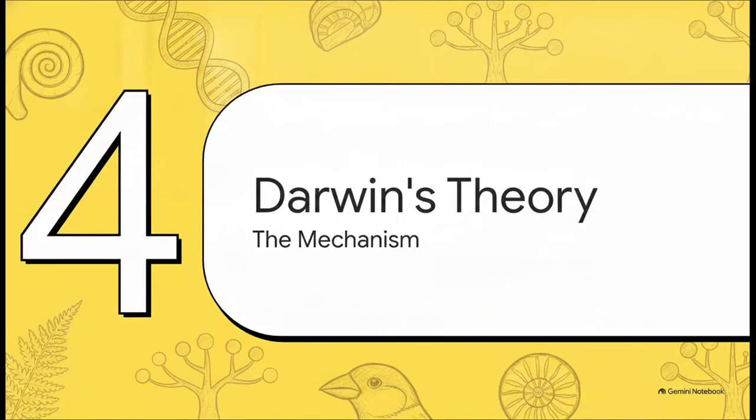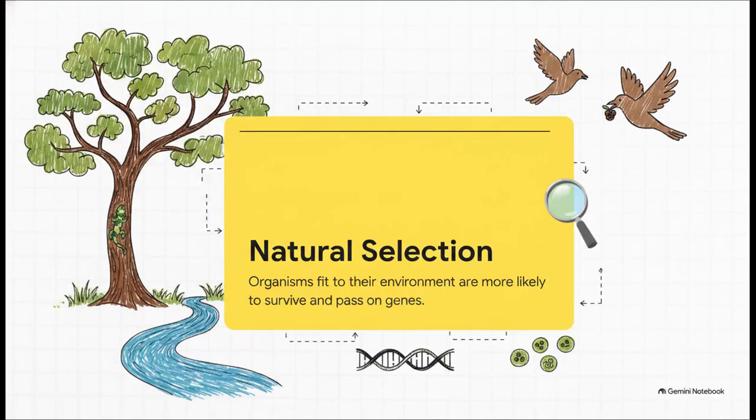Section 4, Darwin's theory of evolution, the mechanism. Jumping forward from those chemical origins, we need to talk about the crucial mechanism that explains how these living things actually adapted over millions of years. And that brings us to Charles Darwin's foundational theory, which revolves around natural selection. Now, natural selection is the observed phenomenon where organisms that are more fit and better adapted to their environment are more likely to survive and pass their genes on to the next generation.